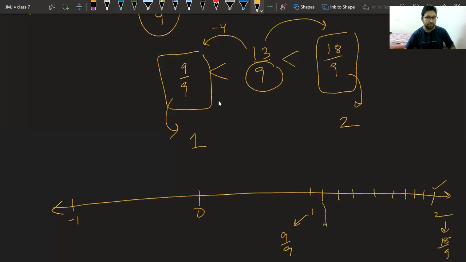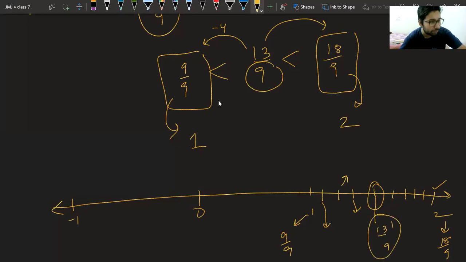What is this? Please tell me. What is this next dash? This next dash is signifying 10 upon 9. This signifies 11 upon 9. This signifies 12 upon 9. And our answer is this number, that is 13 upon 9. And we have obtained the number very easily.